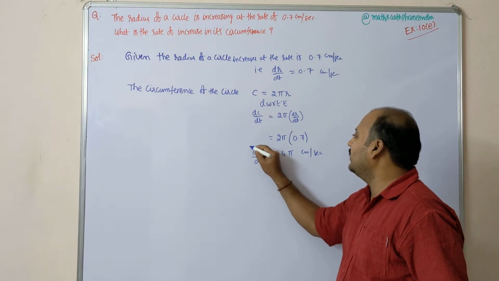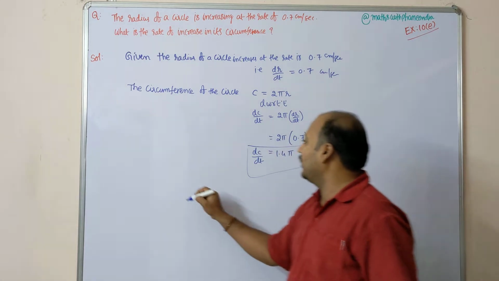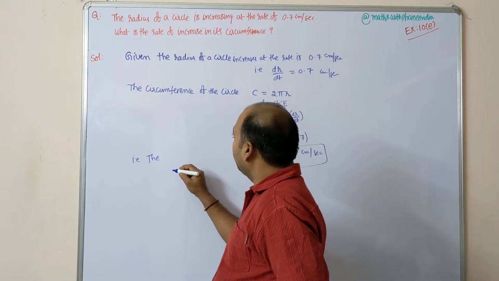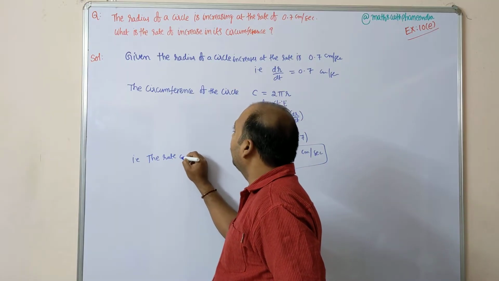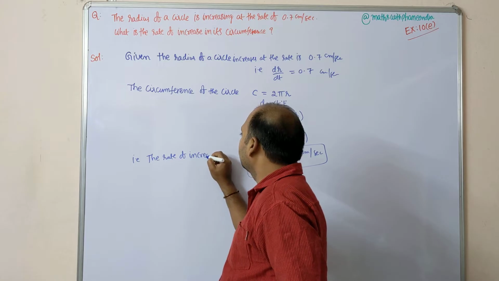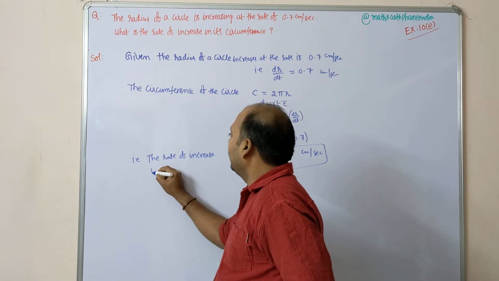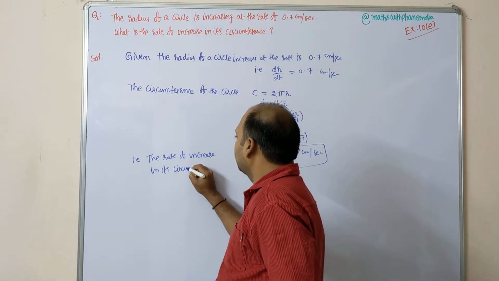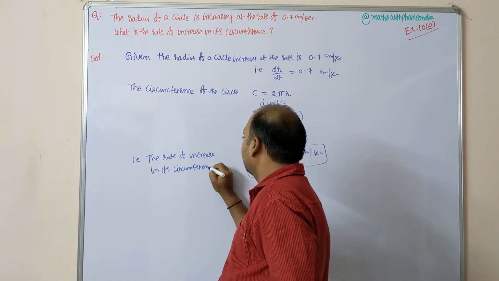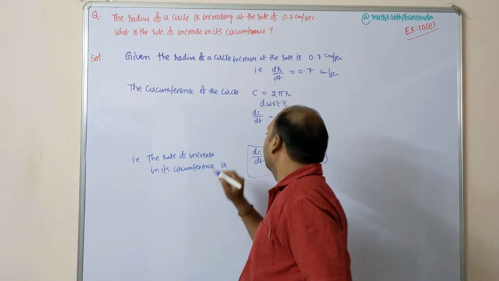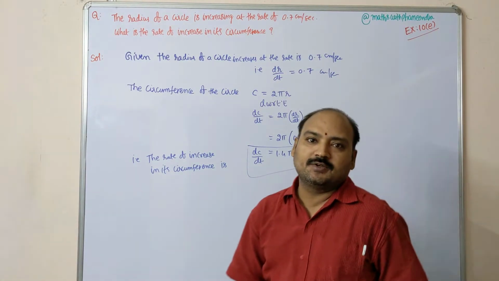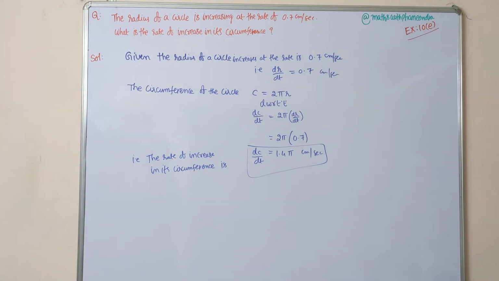So dC by dt is the rate of increase in its circumference. dC by dt equal to 1.4 pi centimeter per second. I hope you understand. We'll move on to the fourth question in this session.